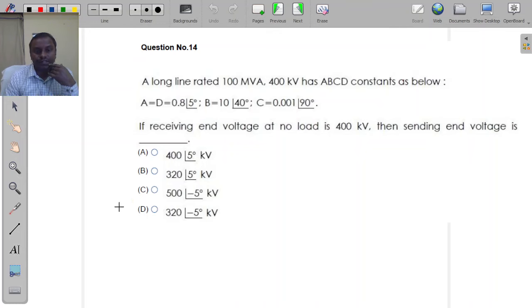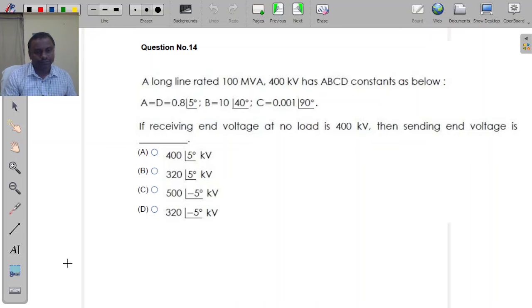A long transmission line rated 100 MVA, 400 kilovolt has the ABCD constants as below: A equal to D equal to 0.8 angle 5 degrees, B equal to 10 angle 40 degrees, C equal to 0.01 angle 90 degrees. If receiving end voltage at no load is 400 kilovolt, then the sending end voltage is.